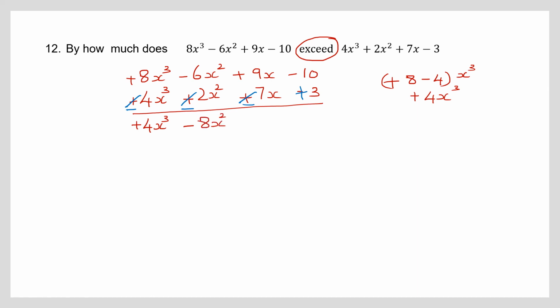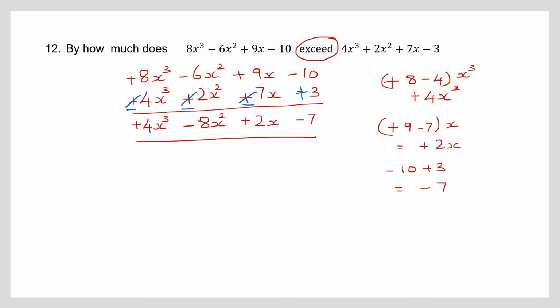So the next one is plus 9 minus 7x. Signs are different. So let's put the sign of the bigger number and subtract. Plus 2x. Next one we have minus 10 plus 3. Signs are different. Put the sign of the bigger number. Subtract. 10 minus 3 is 7, minus 7. This is your answer.